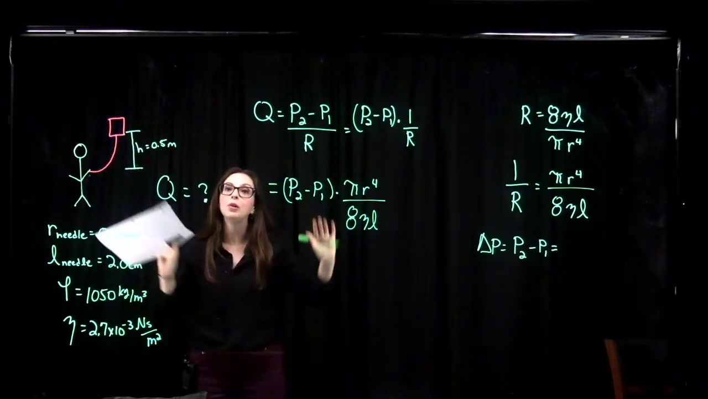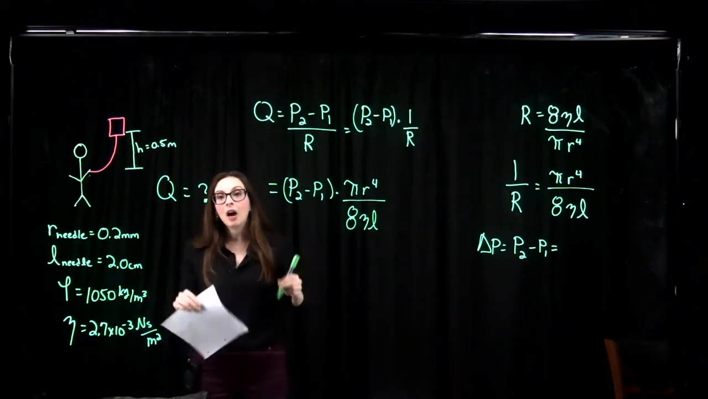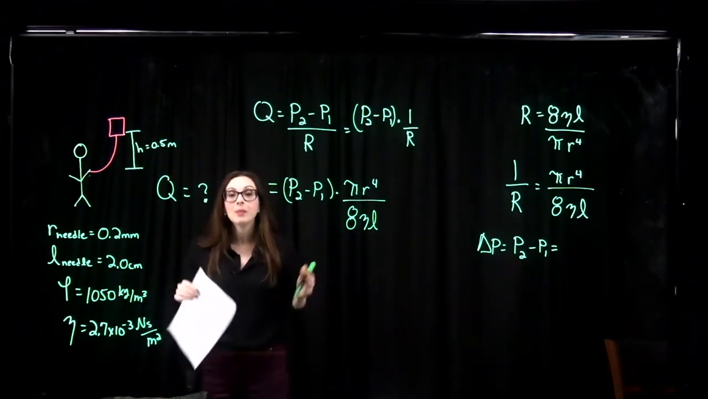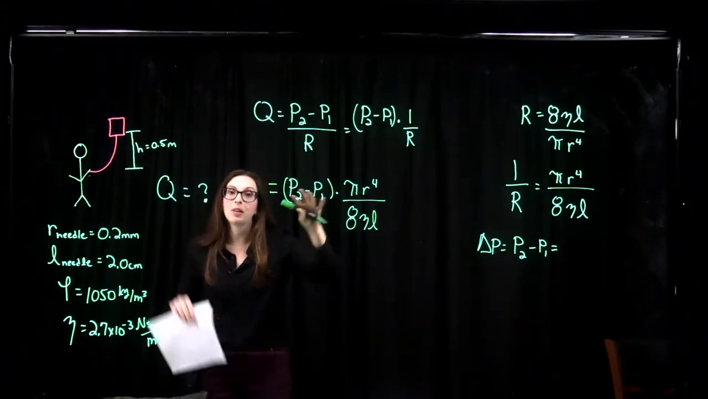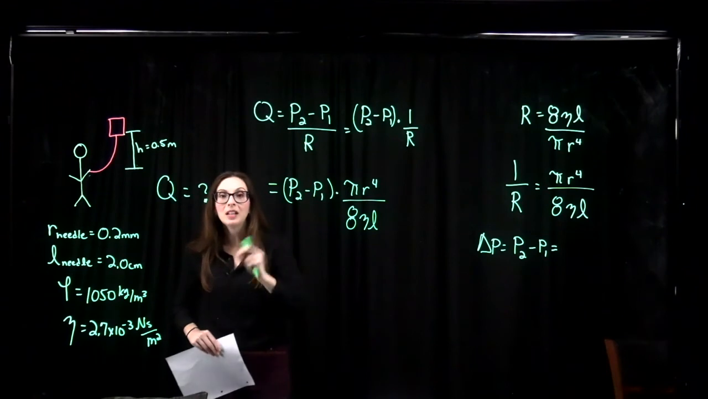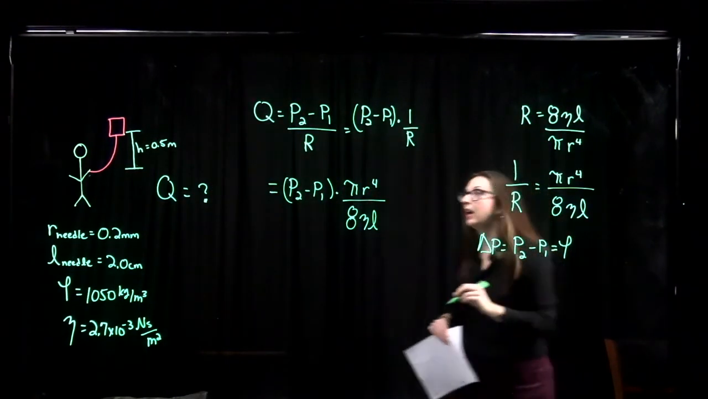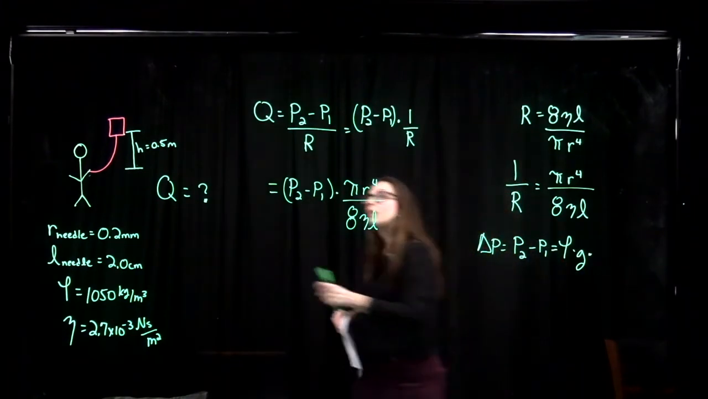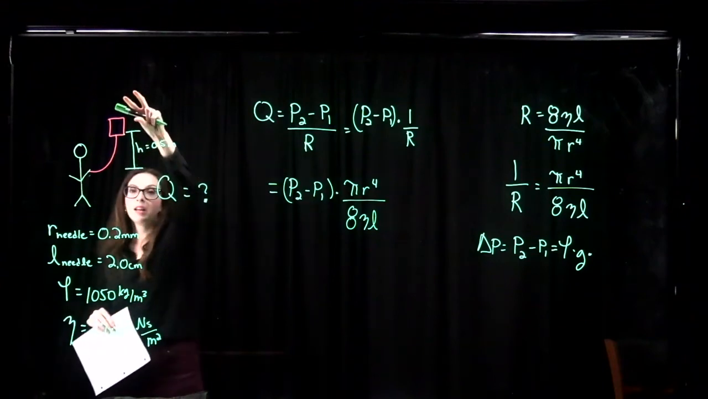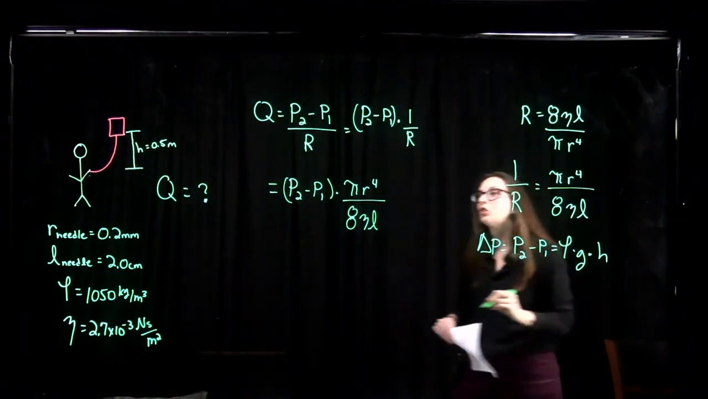And we saw previously that the pressure coming from a column of fluid above you, that pressure is just the density of the material times gravity times the height of that material. So this difference in pressure that's supplying the flow through the needle is just going to be equal to the density of blood times gravity times the vertical height that this bag is above the person's arm. We'll call that rho G H here.